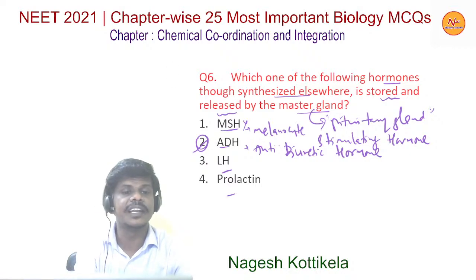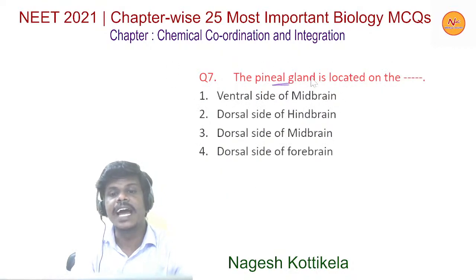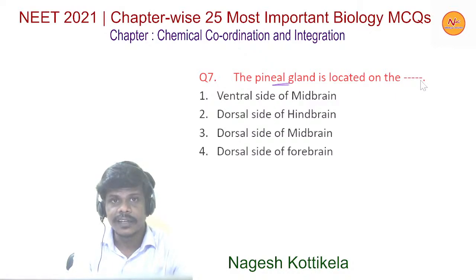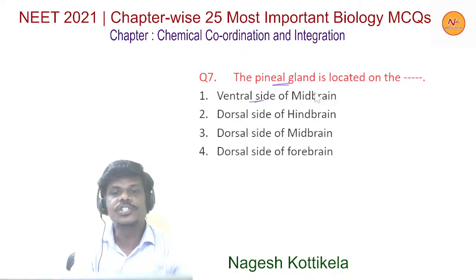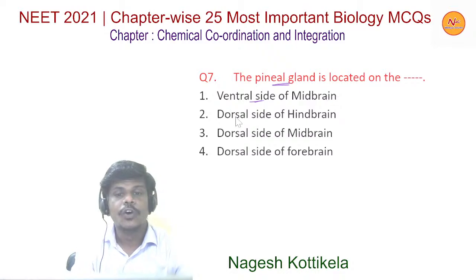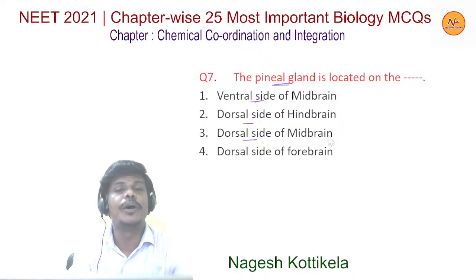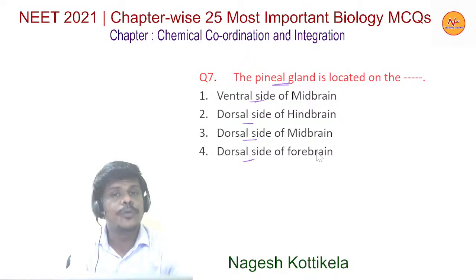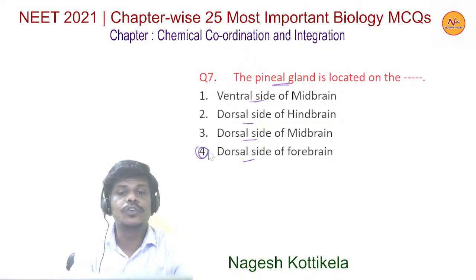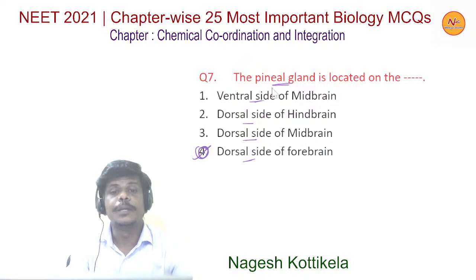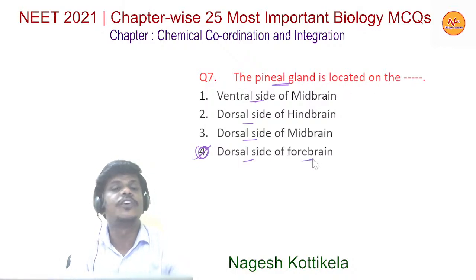Now moving to the next question, the pineal gland is located on the option 1, ventral side of midbrain, option 2, dorsal side of hindbrain, option 3, dorsal side of midbrain, option 4, dorsal side of forebrain, and here the fourth option is the right one. The pineal gland is located on the dorsal side of forebrain.